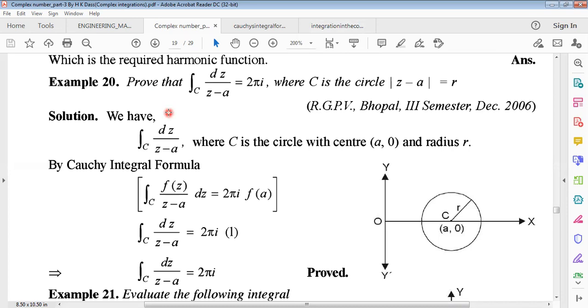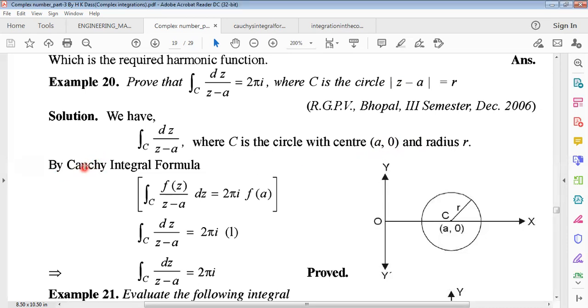Now, an example related to Cauchy's integral formula. Prove that contour integration of dz divided by z minus a equals 2πi. We have to prove this, where C is the circle absolute value of z minus a equals r, r is the radius. We have this function, contour integration of dz divided by z minus a, where C is the circle with center a and radius r. This is given. From a given circle, how to find the radius and center we have learned earlier.